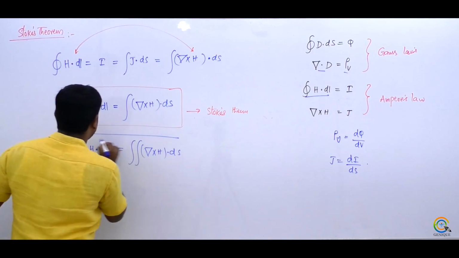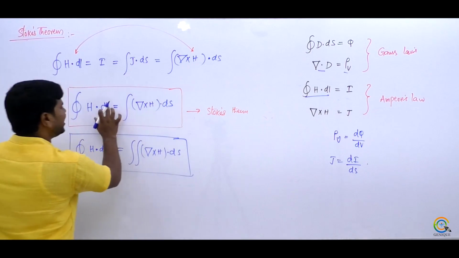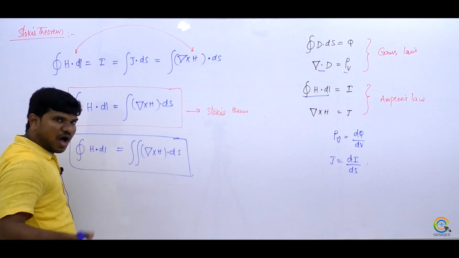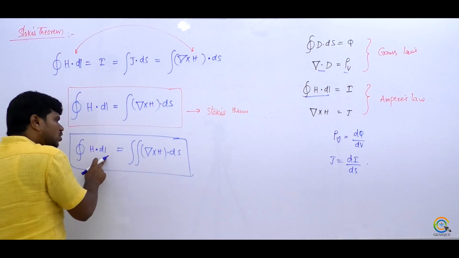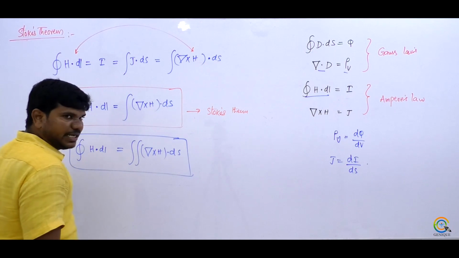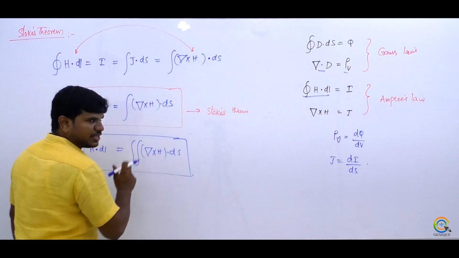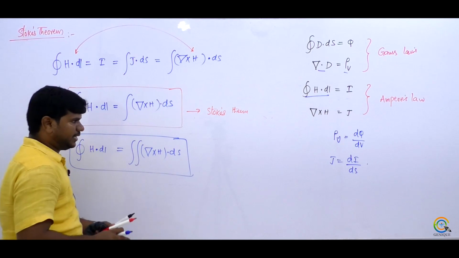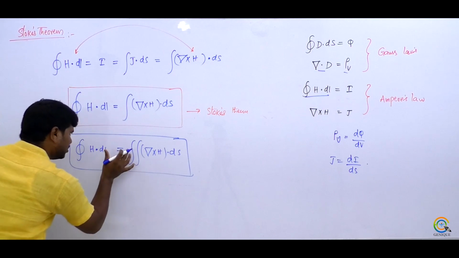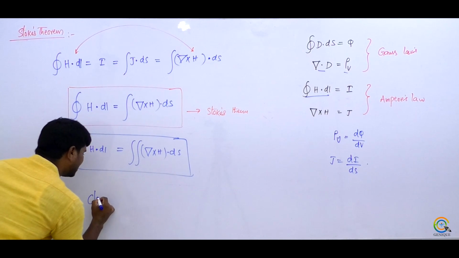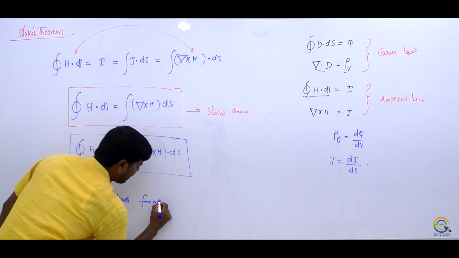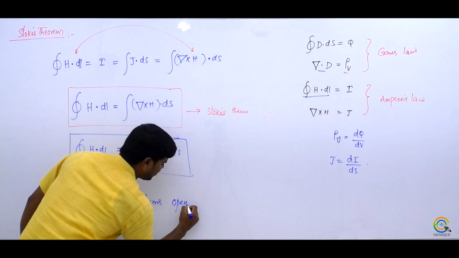So from this, what we can say? It is the relation between the closed line integral and the open surface integral, or it is the relation between the closed line integral and the double integral. It is line integral to surface integral, or single integral to double integral. So what's happening here? A closed line forms an open surface.